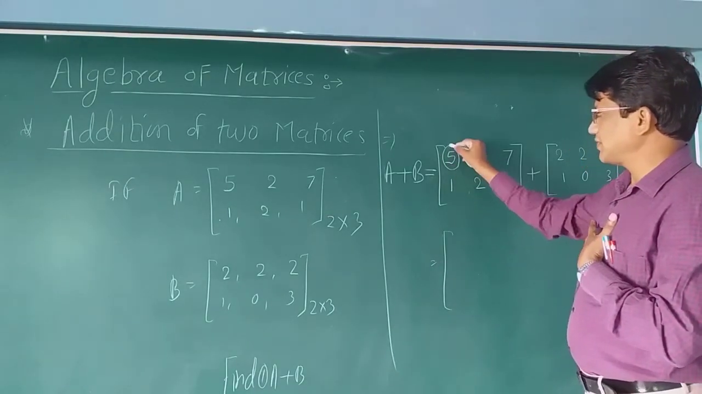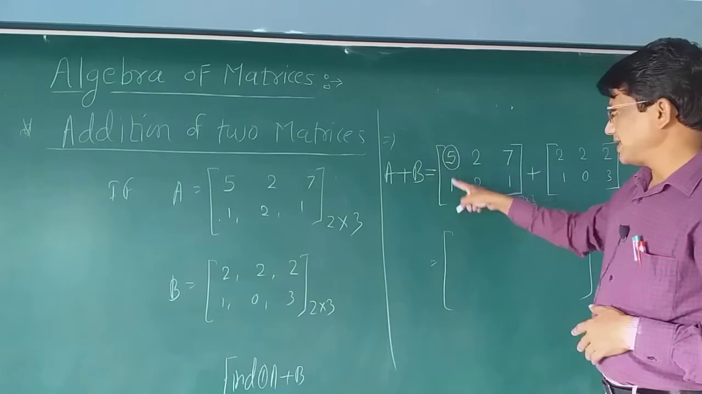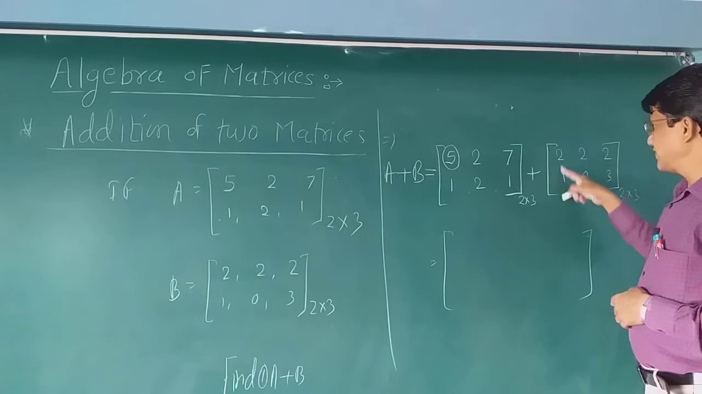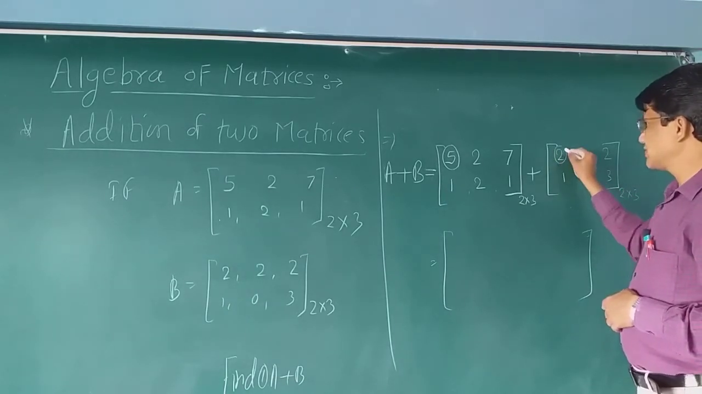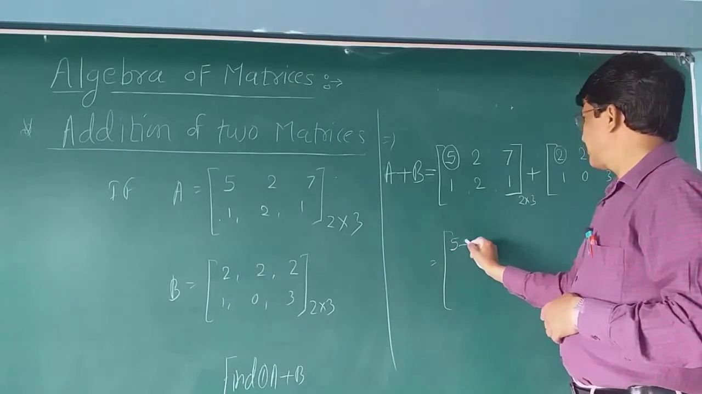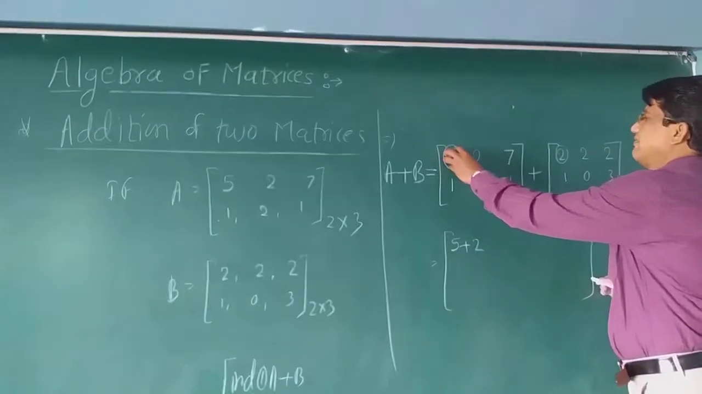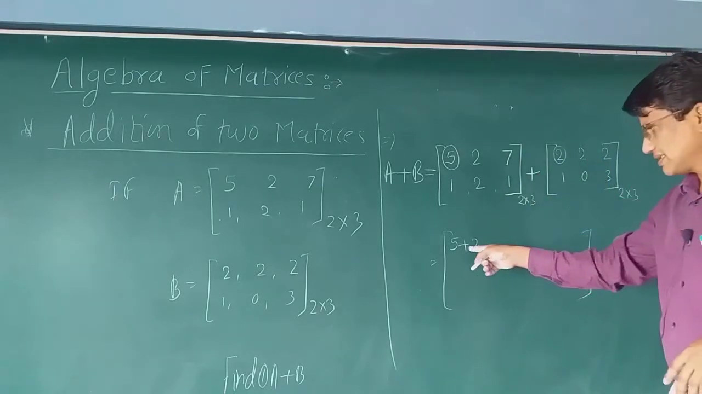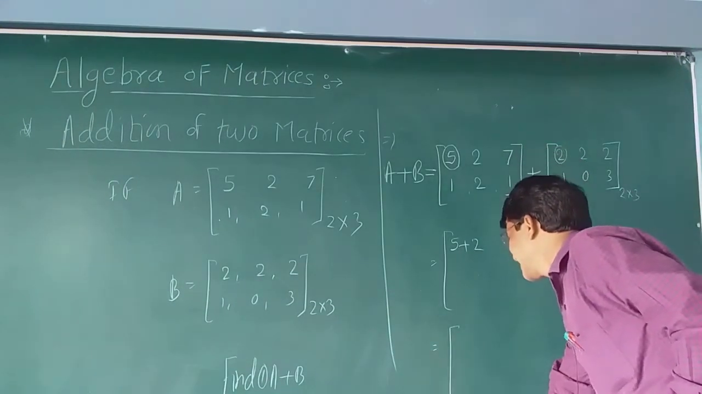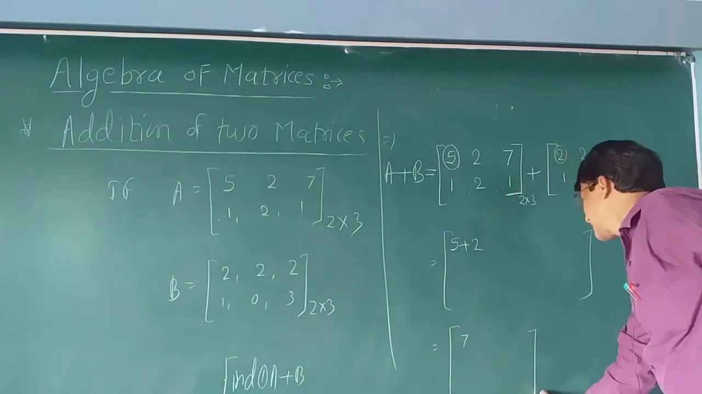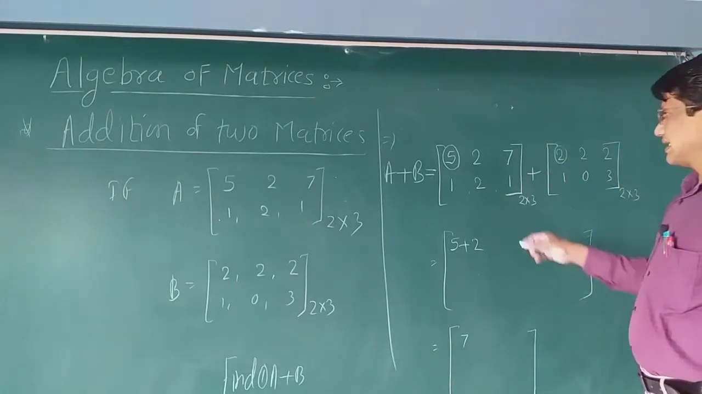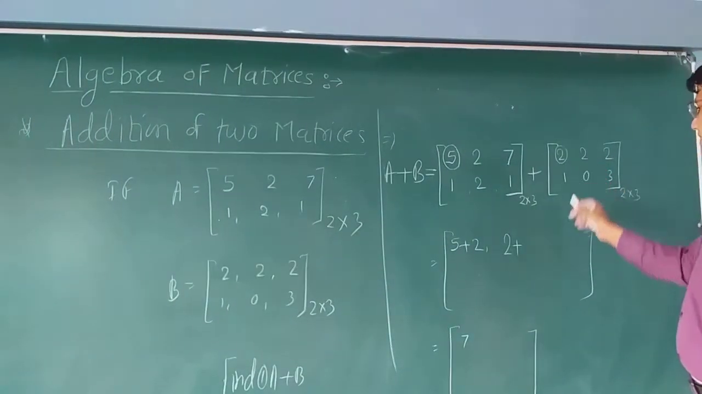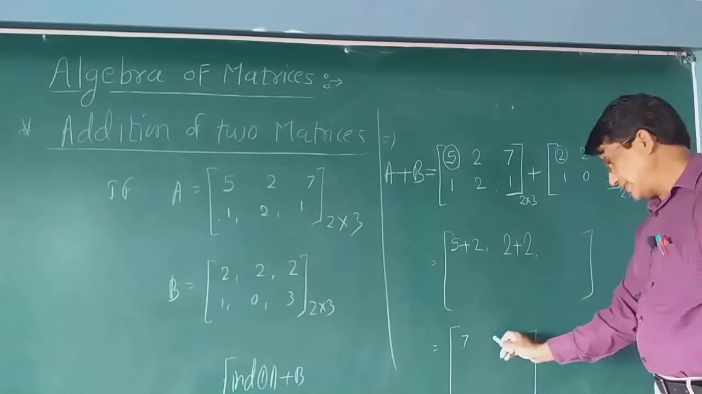This is our first position, first row, first column, and the number is 5. In the second matrix, first row, first column, the number is 2. So 5 plus 2. Look here, this number 5, this number 2, and in between the two matrices there is a plus sign. So this is 5 plus 2, and the answer is 7. Now the second: here number 2 plus here number 2. What is the answer? 4.